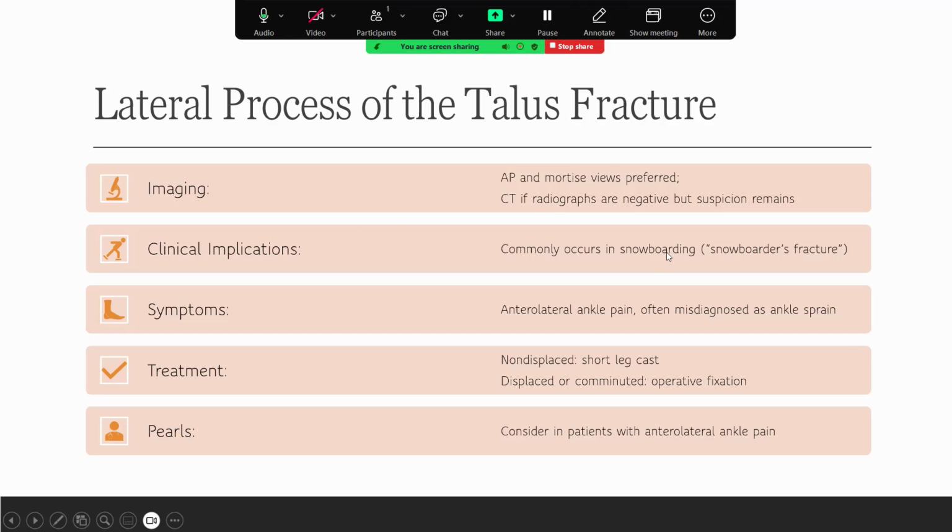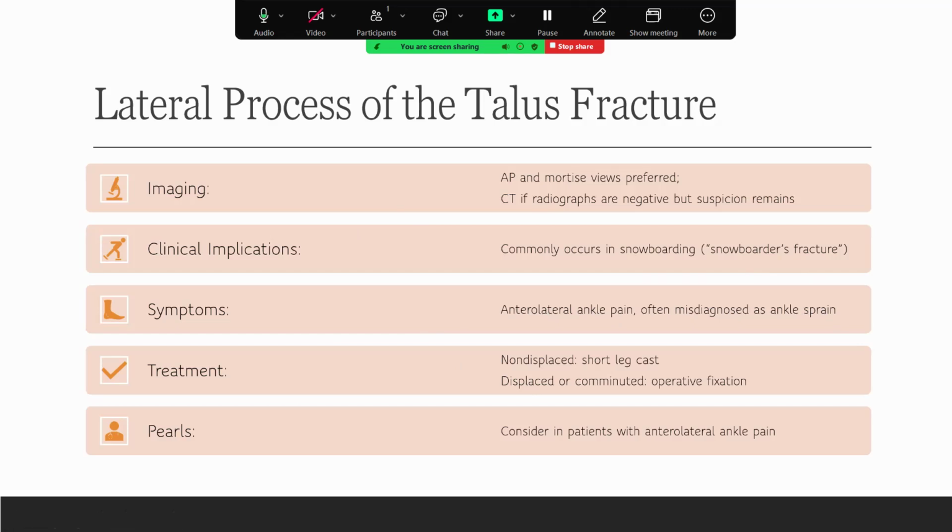It's commonly known as a snowboarding fracture because it tends to happen to snowboarders more often. So there's anterolateral ankle pain, and it's often misdiagnosed as an ankle sprain. So these patients, you may send them home and they keep on coming back. They're not getting better. So that's how you need to think, okay, could this be a missed fracture?